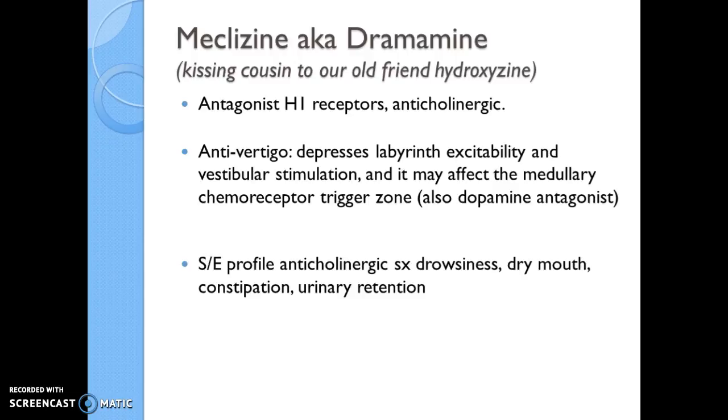Then we have an older drug, a way older drug, an old antihistamine, meclizine, which is a kissing cousin to our hydroxyzine. It's also known as Dramamine or Bonine. It's over the counter. It's an H1 or histamine 1 receptor antagonist. It is an anticholinergic drug, and thus its effect. It's also used for vertigo quite a bit. It depresses the labyrinth excitability and vestibular stimulation, and it may affect the medullary chemoreceptor trigger zone. It's also a mild dopamine antagonist, but that effect doesn't really play out in this drug.